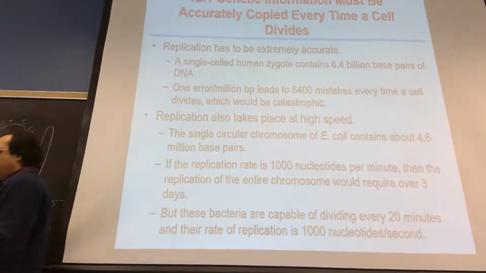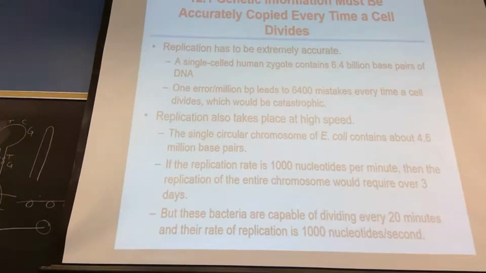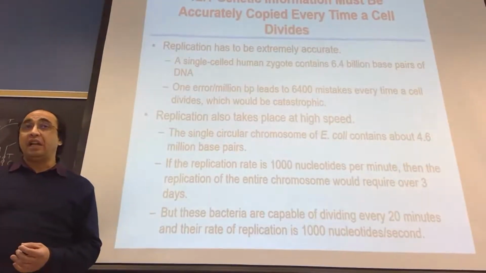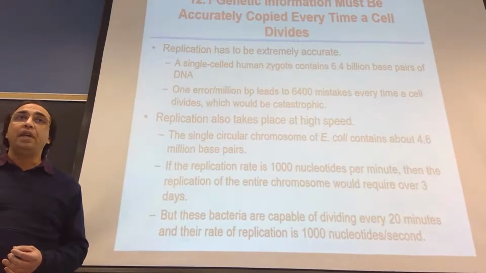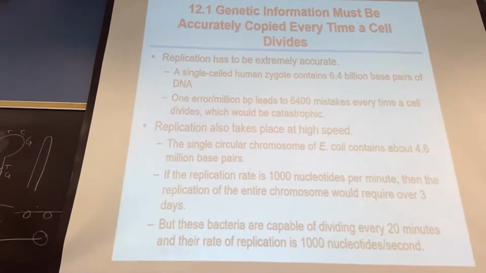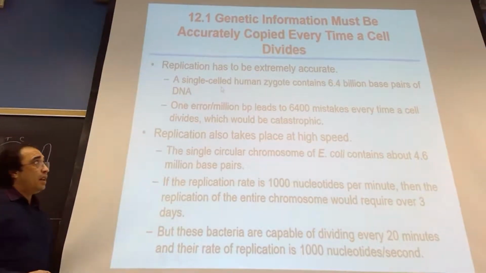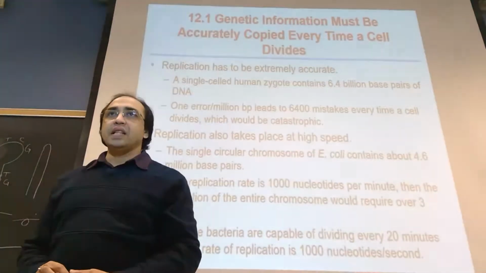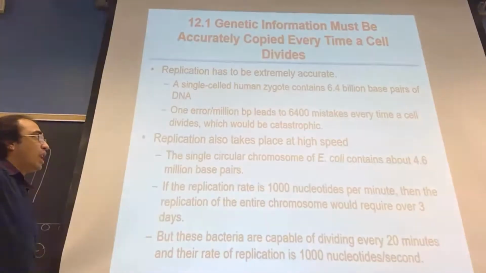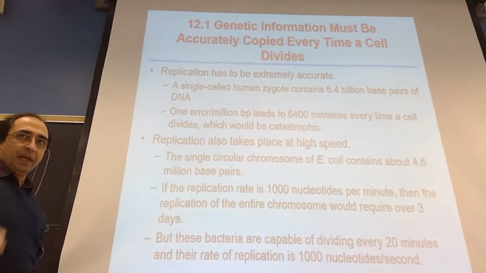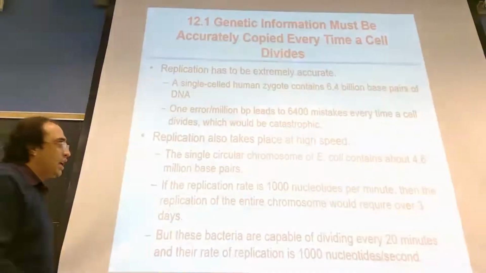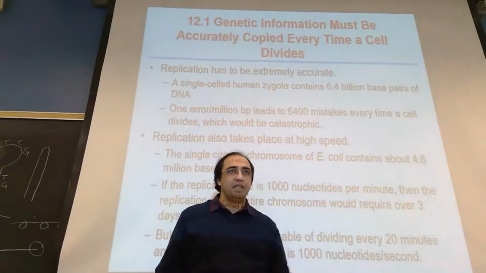Now, replication has to be extremely accurate. Each and every new DNA should be an identical copy of its parental DNA. It should be that accurate. So this is one example: one human zygote contains 6.5 billion base pairs of DNA. If there is only one mistake per million base pairs, one nucleotide difference in 1 million base pairs, you could have 6,400 mistakes.